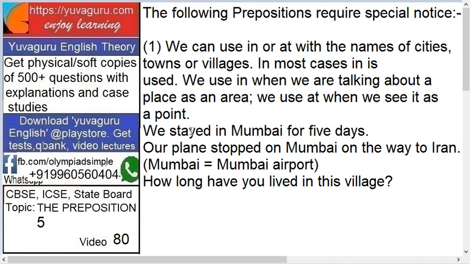See the examples. We stayed in Mumbai for 5 days, because in Mumbai means it's an area. Our plane stopped in Mumbai on the way to Iran? It should be at Mumbai. Our plane stopped at Mumbai on the way to Iran. At Mumbai, why? Because we stopped at a point, right? We didn't enter Mumbai. How long have you lived in this village? Because you are in this village. Right? Understand the difference. At Mumbai airport, in the village.